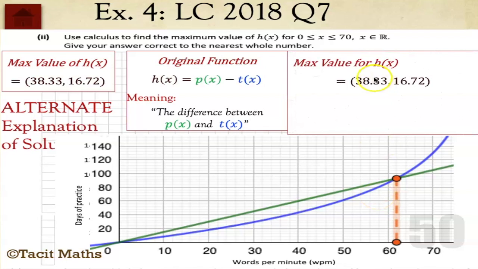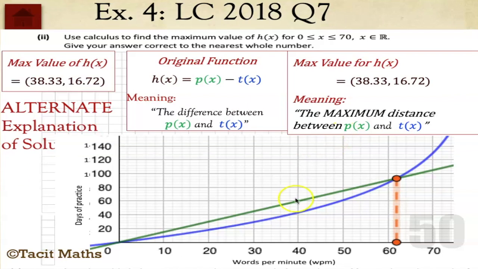Whereas, what about the maximum value for h of x? What does that mean? Well, that translates as: when is the difference between the two functions at a maximum? So when is the least accurate time between the approximation and the actual true value? And that's where we get our 38.33. So this point is the least accurate approximation of p of x, is a way of saying it. So that's where you get your 38.33, 38.33 words per minute, that's where it's at its least accurate.